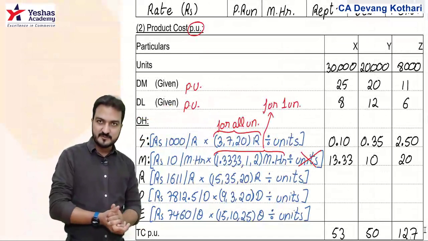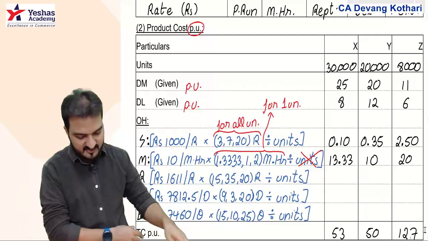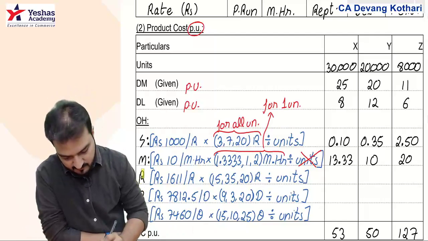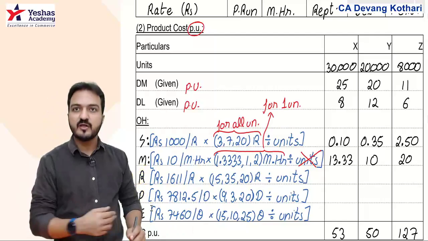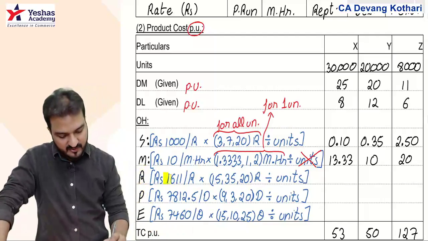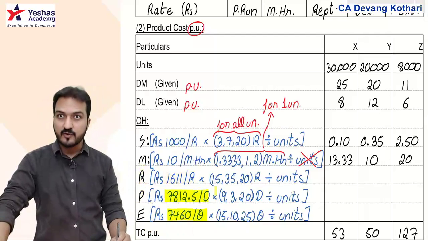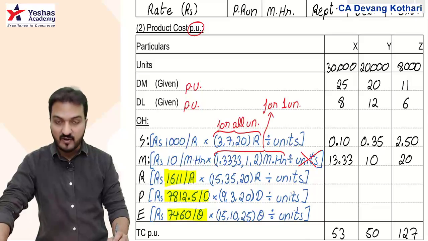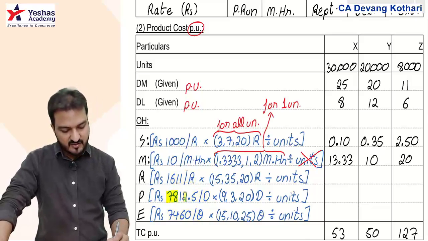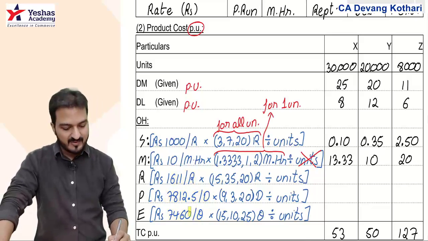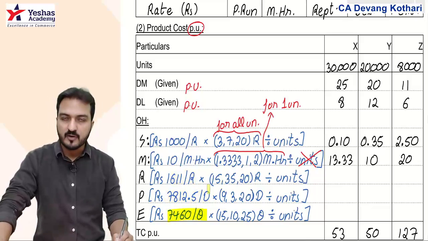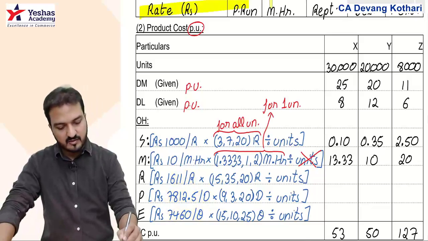Look, this should be your answer. Check out, I've already made the workings here. For receiving, packaging and engineering activity, you had your cost driver rate like this. These were your rates: 1,611 per receipt, 7,812.5 per delivery, and 7,460 per production order. These rates you already calculated here.